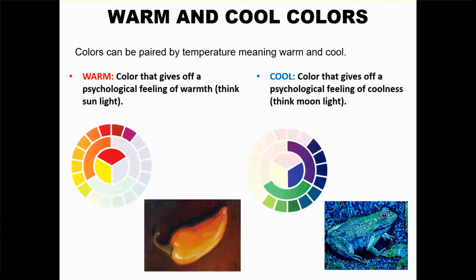That's the easiest way to think about warm and cool. So if you look at the color wheel on the left, well, obviously, yellow, red, and orange are warm. They are similar to sunlight. And all those tertiary colors, all those little guys on the outside of the ring are also warm.